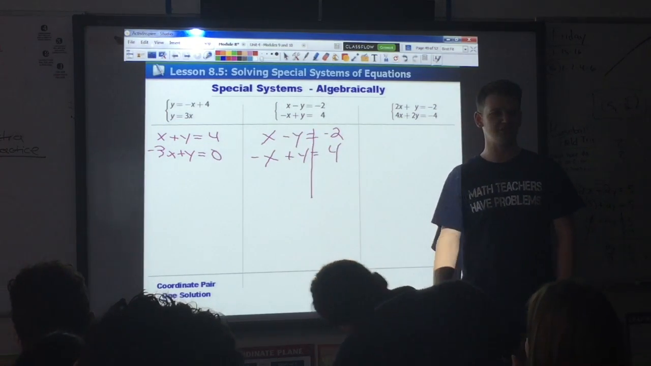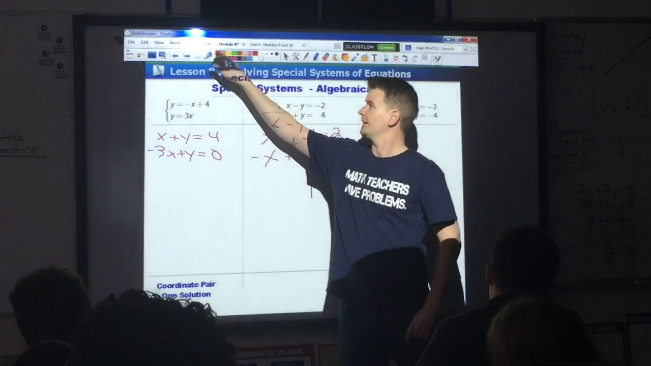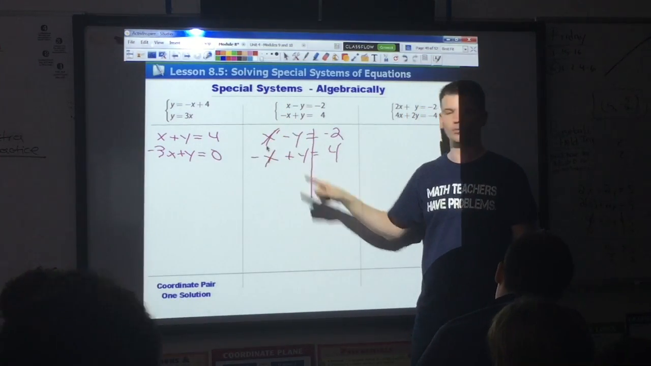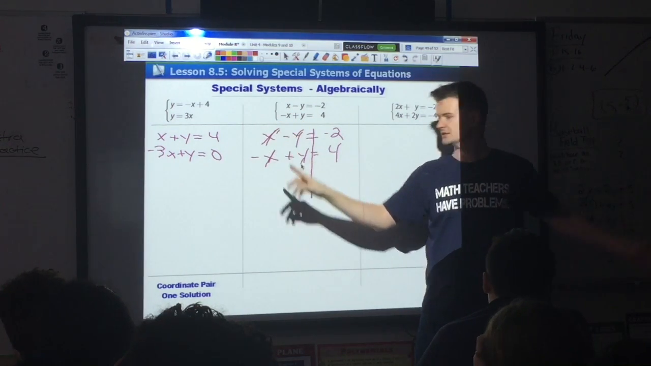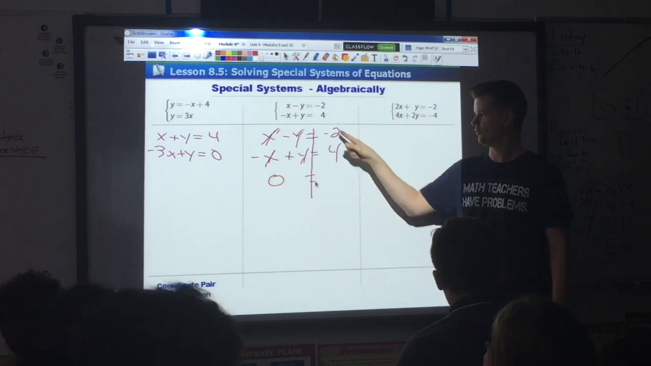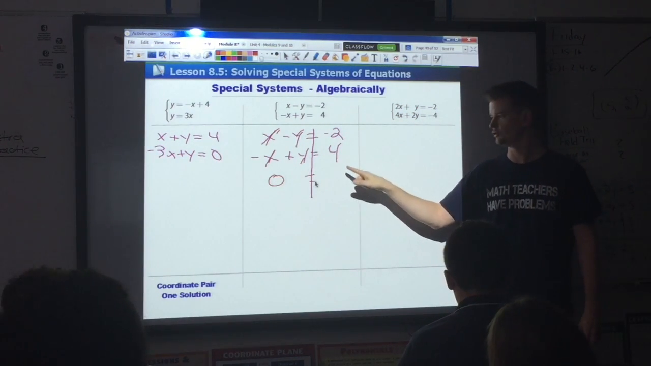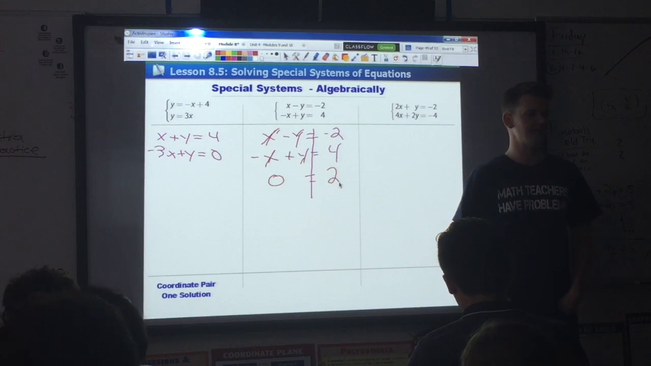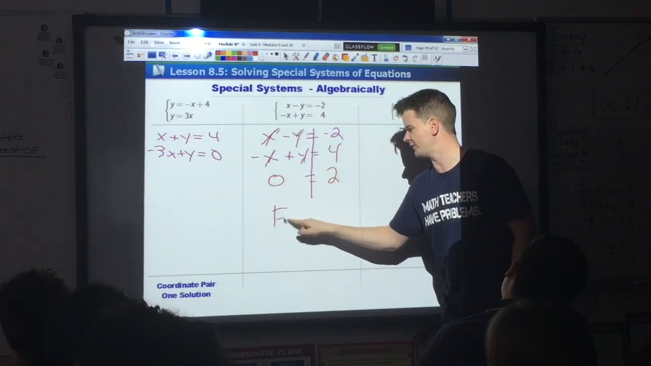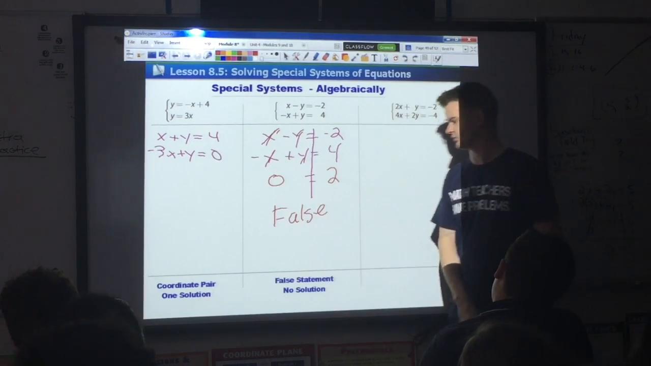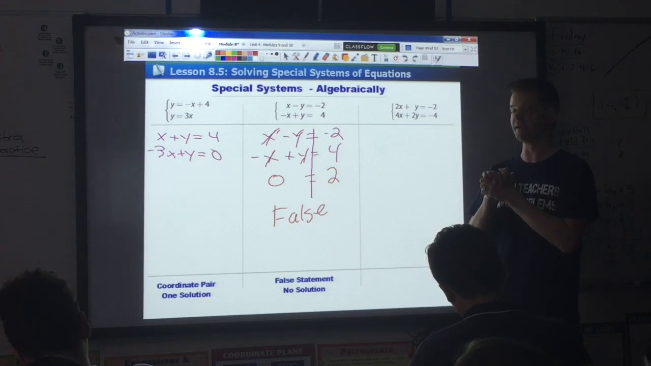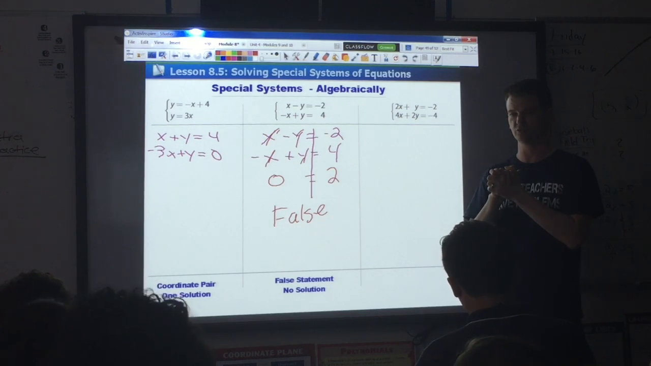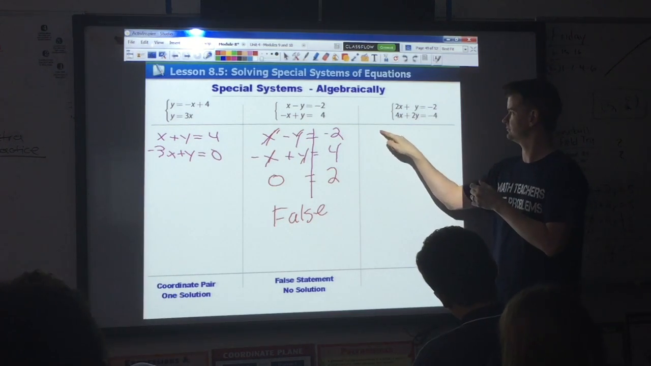Let's examine what happens in this situation. What happens to the x's? They cancel out. What happens to the y's? They cancel out. What's left over here? Nothing. How do we write nothing? Zero. So I have 0 over there. What is negative 2 plus 4? 2. I have 0 equals 2. What type of statement is that? A false statement, and when I get a false statement, what type of solution is that? No solution. False statements give you no solution. Should you ever solve an equation and the x's and the y's cancel, that's a false statement. You get no solution.